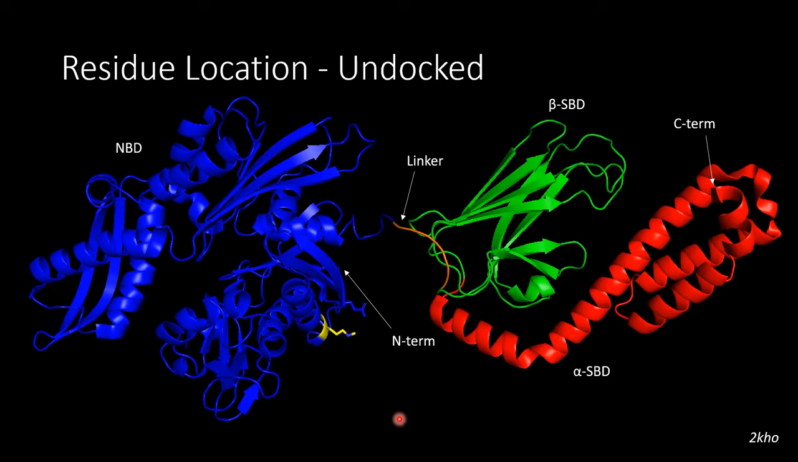First, I'm going to show you where the residue approximately is in the undock conformation, and we know this structure is the undocked conformation because the NBD and SBD are far apart and the alpha lid is occluding the beta SBD. You can also see the nucleotide binding cleft right here, and then the actual area of substrate binding right here.